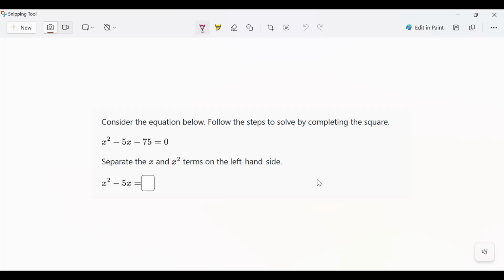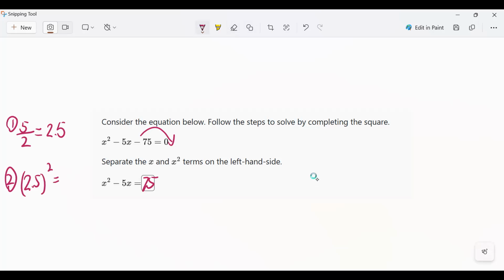Then let's go over the solution. Step one, you move this 75 to the right hand side. Now step two, you take the 5 divided by 2, you get 2.5. If you want to leave it as a fraction, that's totally fine. Your decimal is just slightly easier. Okay, so definitely we square the 2.5.